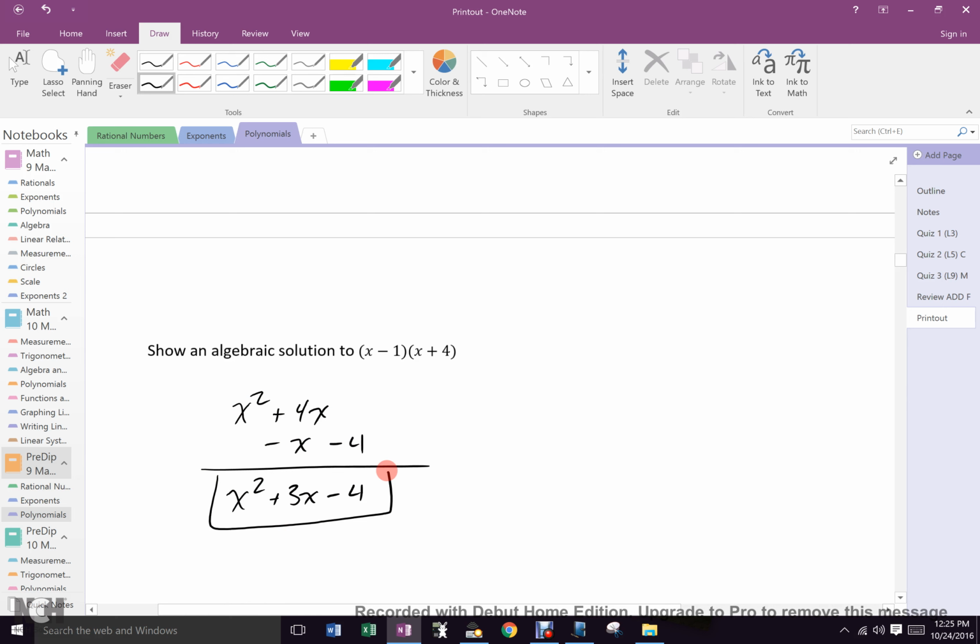Is everybody able to do it? If you're a little sketchy, you don't have this, then do the arrows. x times x, x squared. Do another arrow. x times 4, plus 4x. Do another arrow. Negative x. Oh, keep my like terms together. Negative 1 times 4, negative 4. No other constants. Add it up. Is everybody okay? 100%?